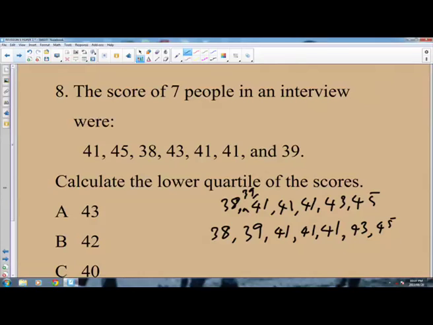You can now check: 1, 2, 3, 4, 5, 6, 7. Do we have 7 numbers here? 1, 2, 3, 4, 5, 6, 7. There are 7 of them. Now we have arranged these. We can now answer the question, which says we are to calculate the lower quartile.